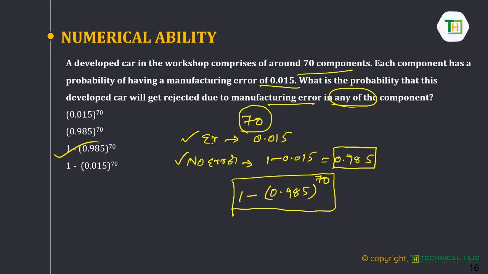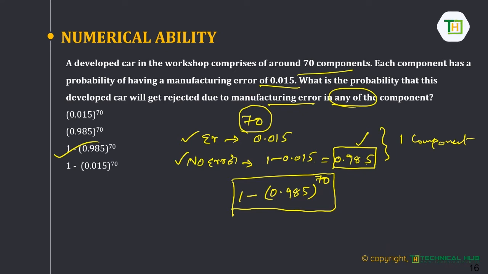Here initially, the probability of error is 0.015, and no error means 0.985. This is for a single component. Okay. Now the condition is the probability that the car will be rejected because of manufacturing error. I am taking the probability that the car will not be rejected. When will the car not be rejected? If there is no error in any of the components, that is probability 0.985.